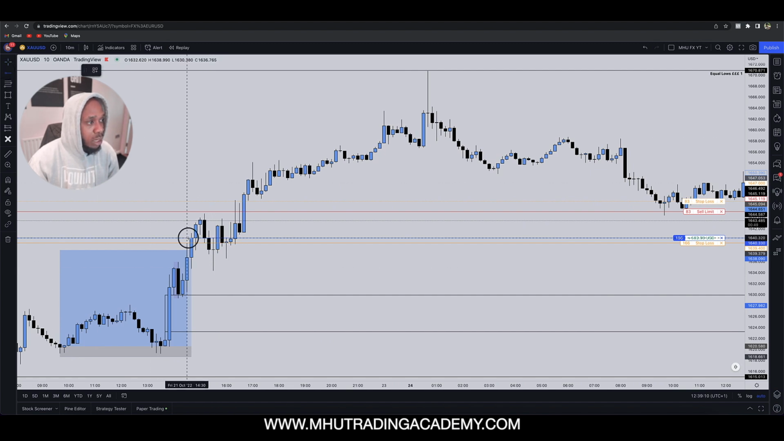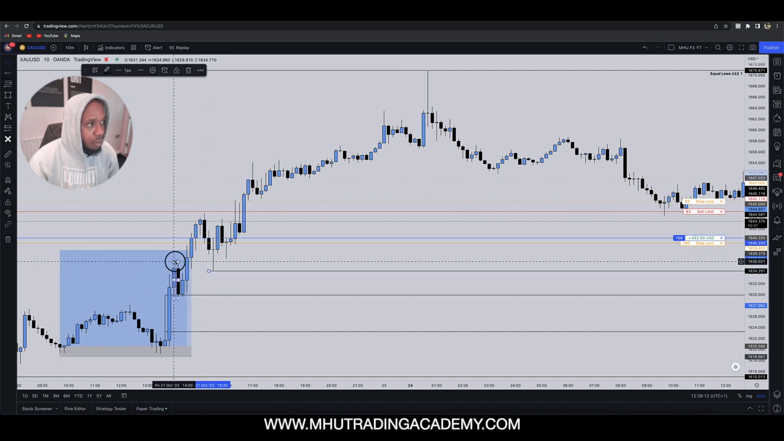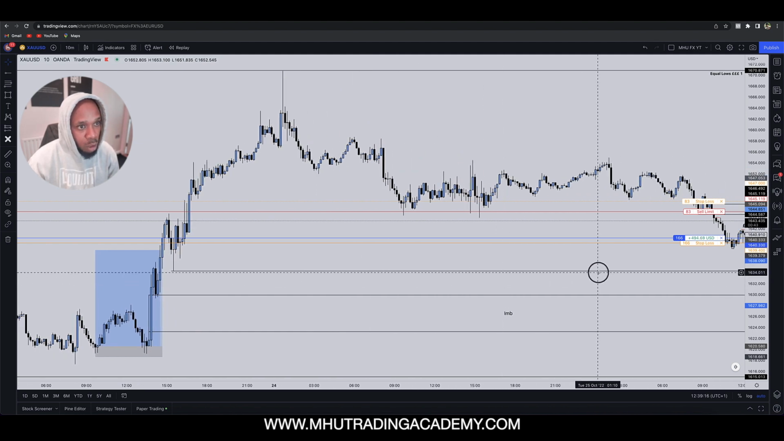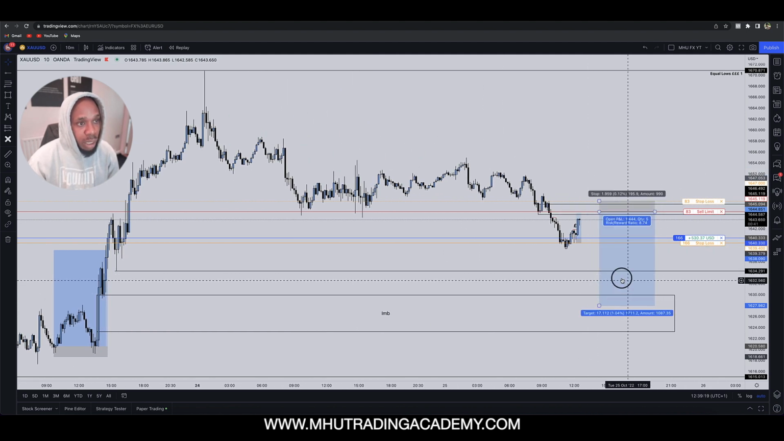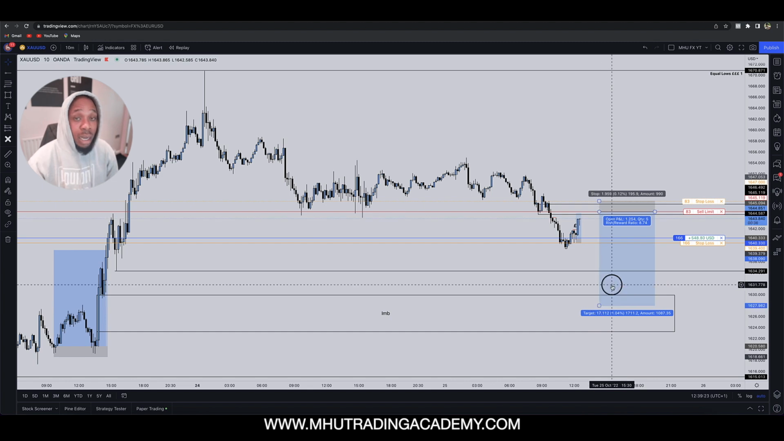So I'm going to quickly move that to the side. This is going to be my very first TP level. I'm going to look to take TP, take partials, and then I'm going to let the rest ride to get into this imbalance, and then I will be done.